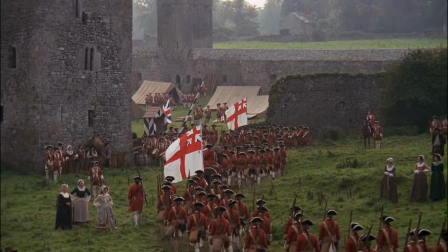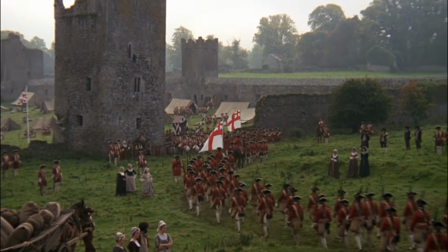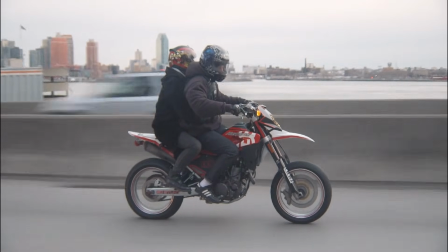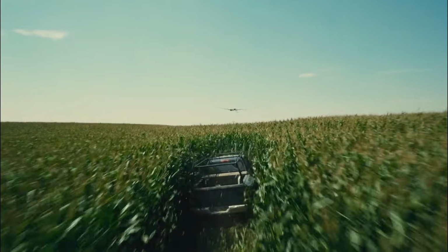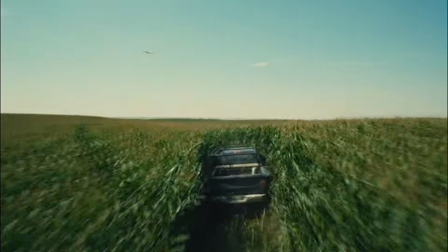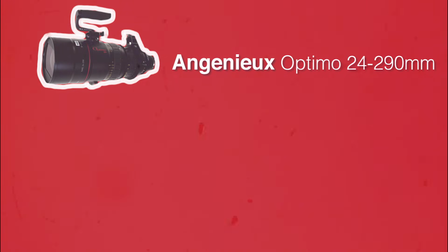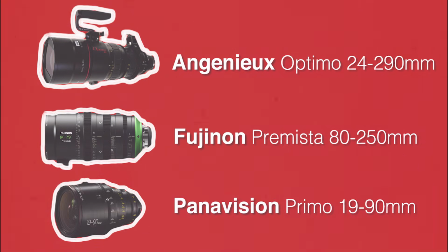Zooms, on the other hand, allow the operator to alter the focal length of the lens. This can be done during a shot for a zoom effect, or zoom lenses can be shot at fixed focal lengths. Zooms are often used in situations where the framing needs to be adjusted quickly, or to minimize the time taken between changing lenses, such as when shooting cars or action sequences. Popular contemporary cinema zooms include the Angenieux Optimo 24-290, the Fujinon 80-250mm, or the Panavision Primo 19-90 zoom.